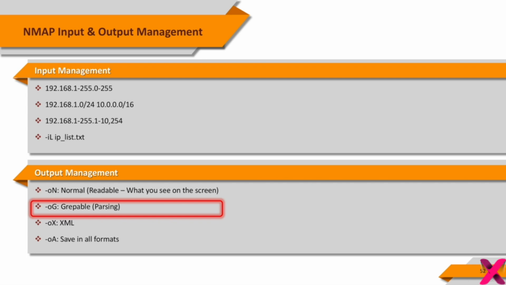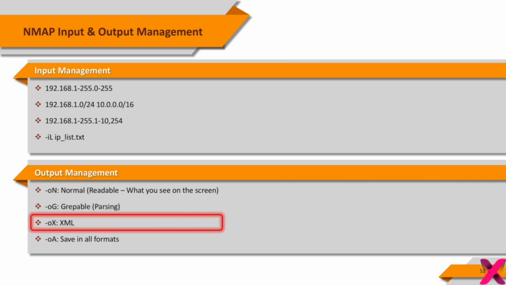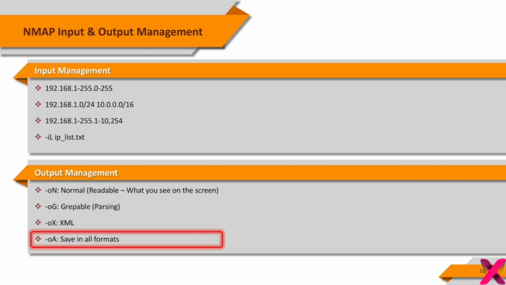We've already seen a few examples of the grep command in this course. XML output is one of the most important output types, as it can be converted to HTML, easily parsed by programs such as nmap graphical user interfaces, or imported into databases. There is one more magic parameter, which is uppercase O A, to let you generate the outputs in all formats.